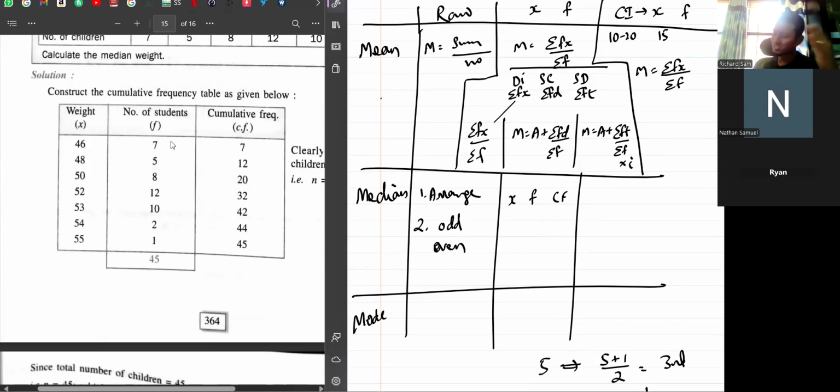Okay. So same logic as before, arrange them in order. So here they're already arranged. Right. You're going from the lowest weight to the highest weight. Now you need to find whether they're odd or even. So find the total number of students. How much is that? 45. 45 is odd.